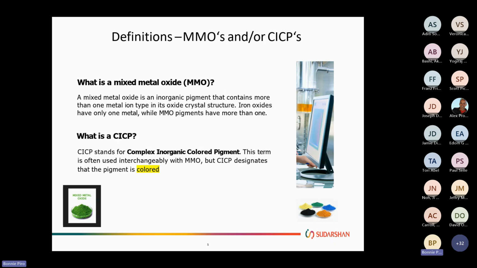As an example, an iron oxide that we all know and love does only have the one metal. So mixed metal oxides are distinguished by having more than one. And the CICP is a subset of mixed metal oxides because it designates that they are colored. So there are more colorful options, if you will, in this subset of mixed metal oxides that make up the CICP area. But again, the key thing is the word colored in the name.